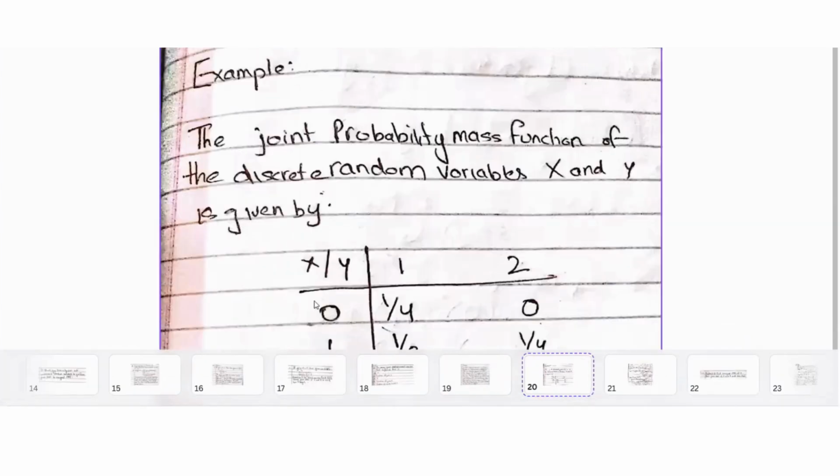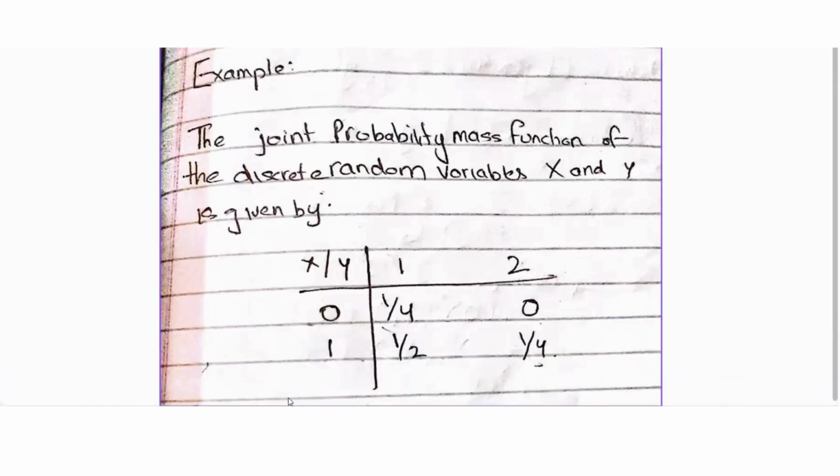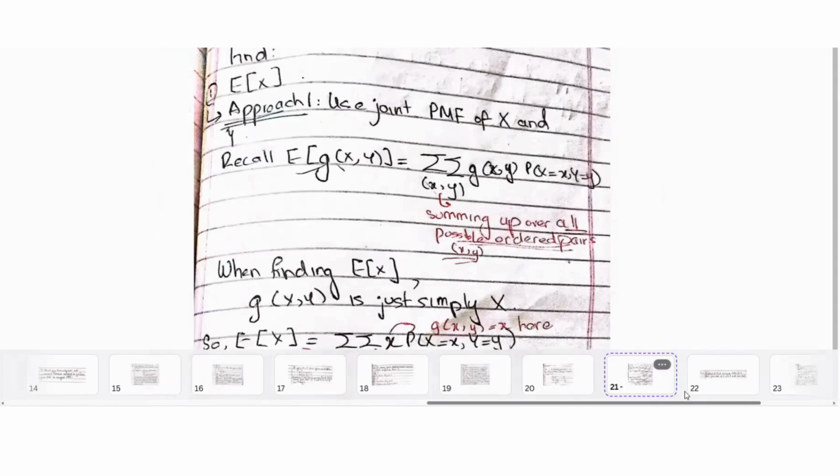The next ordered pair is (0, 2). So X is 0, Y is 2. Again, the x value for this ordered pair is our g(x,y), which is 0, and the probability for this ordered pair is 0. Then we take the next ordered pair, where X is 1, Y is 1, and the probability for this ordered pair is 1 by 2.